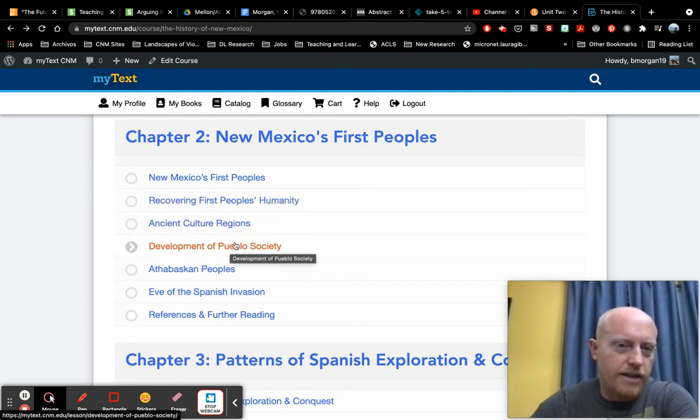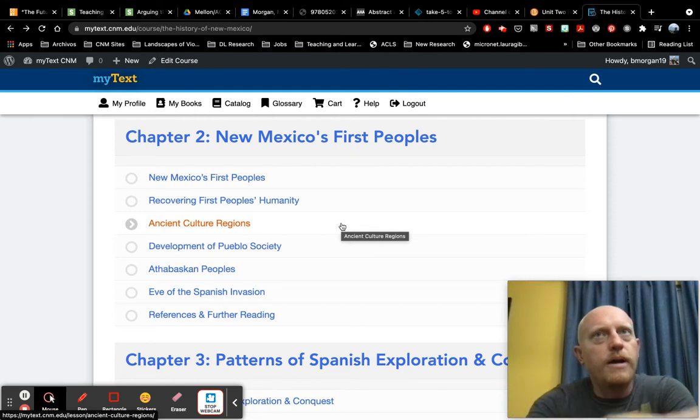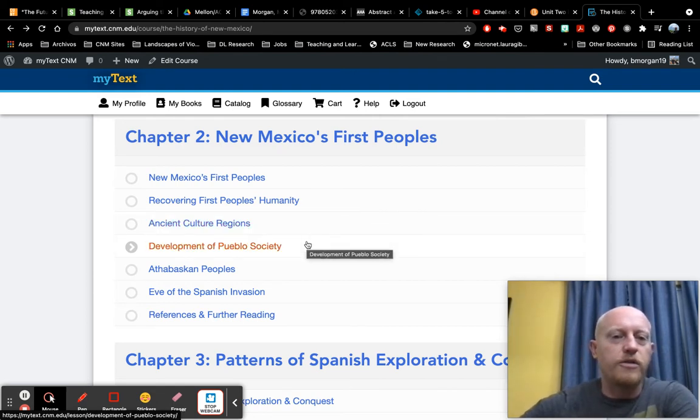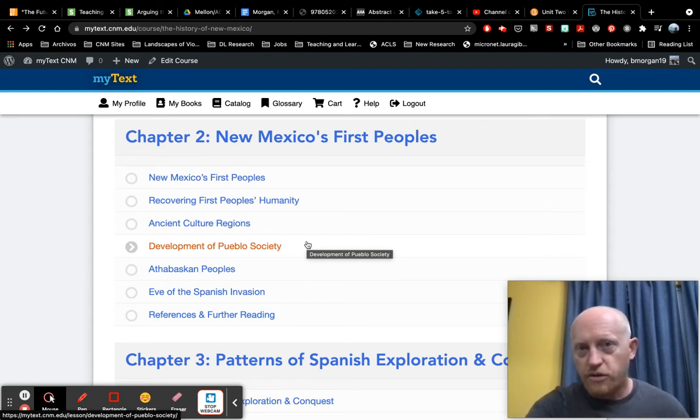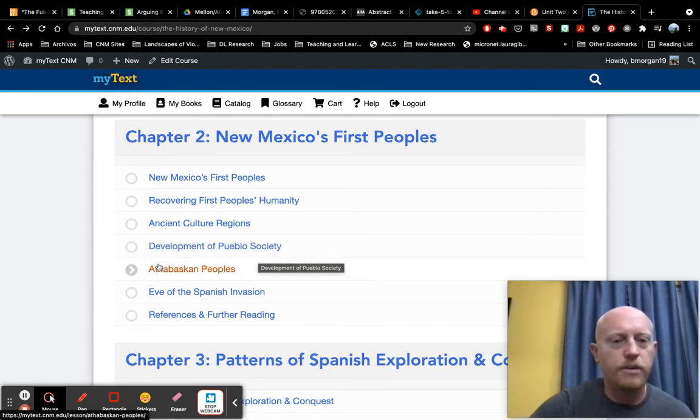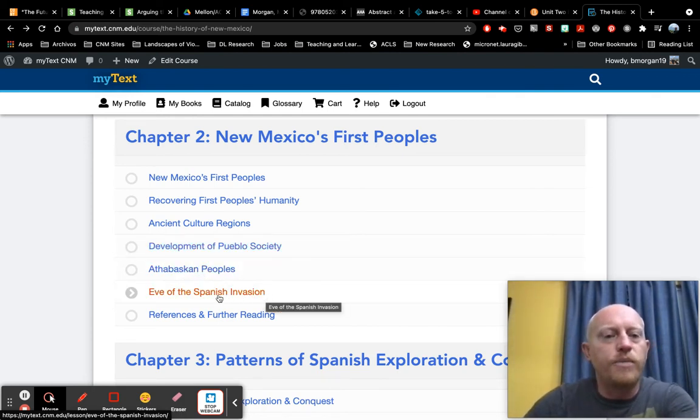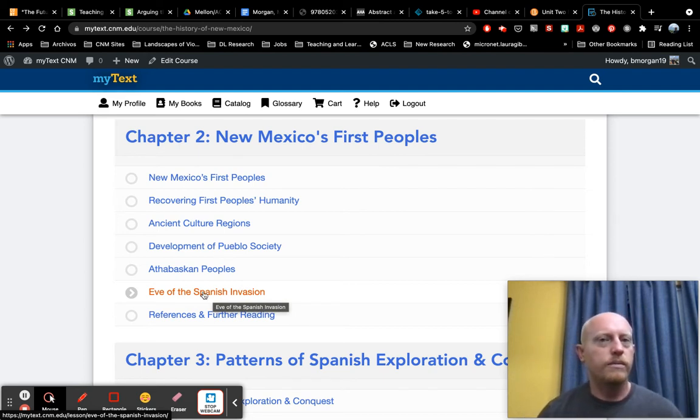Again, as I read these headings, I'll see we're going to think about how to think of first peoples in terms of their humanity, in terms of who they are as people, and not just what artifacts they left behind. We're going to think about their culture regions and the development of Pueblo society. Anyone who's lived in New Mexico for any time knows Pueblo people are the central indigenous people along the Rio Grande Valley. Of course, we also have Navajo people and Apache people. Those are the Athabascans.